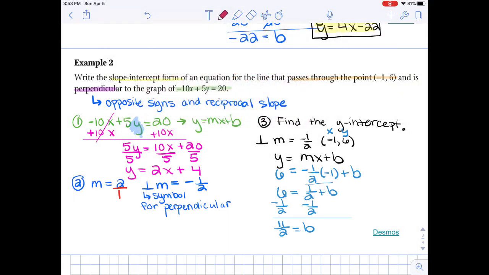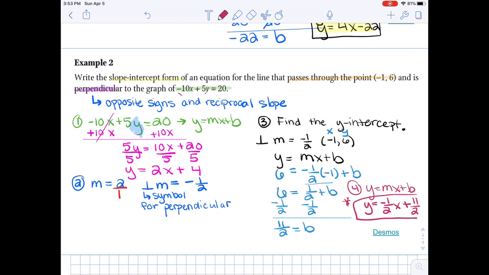So let's put it all together. We have to write the equation in slope-intercept form. So we're going to plug everything into y = mx + b. So this would be y equals, the slope perpendicular is -1/2, x, and then plus b, which is 11/2. So this is the equation that's perpendicular to that given line and passes through the point (-1, 6).